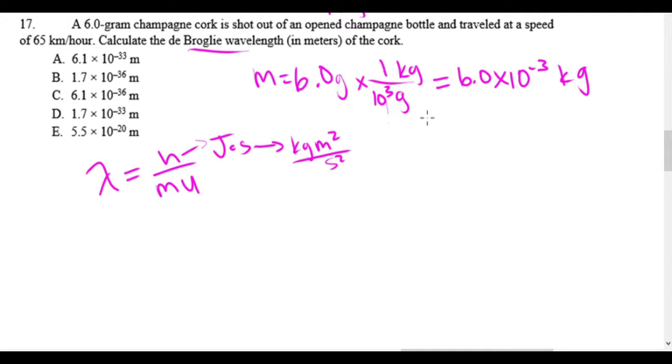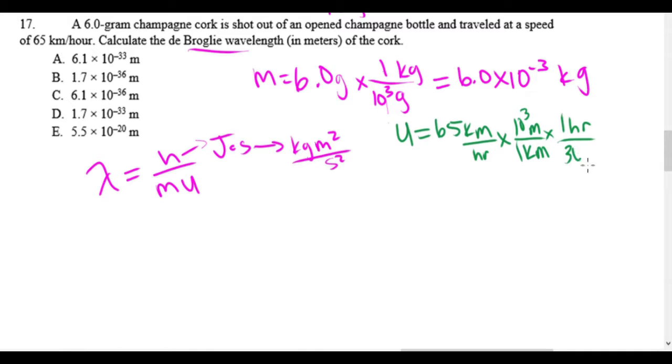And our u, our velocity, is 65 kilometers an hour. So we're going to need to convert that into meters per second. So we can start crossing stuff out. 1 kilometer is 10 to the 3 meters. And 1 hour is 3,600 seconds. So our u is going to be 18.05 repeating meters per second. This bar, if you ever see it on your calculator, above a number means repeating.